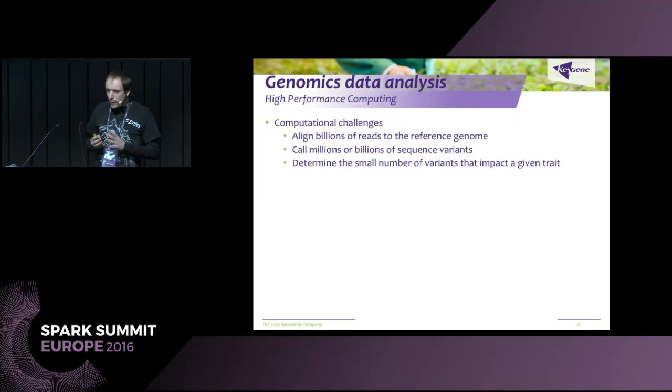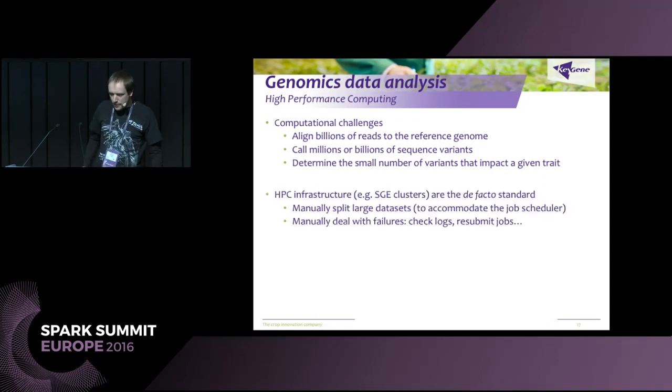So the way we generally tackle this is by using high-performance computing. So the challenges that we have in front of us, we need to align these billions of reads to the genome. Then we need to call all these variants from these pileup of reads relative to the genome that we know. And then we want to identify these 1 or 2 variants that make the difference between a small fruit and a large fruit. So we have to go from billions of data points to millions to, let's say, 1 or 2.